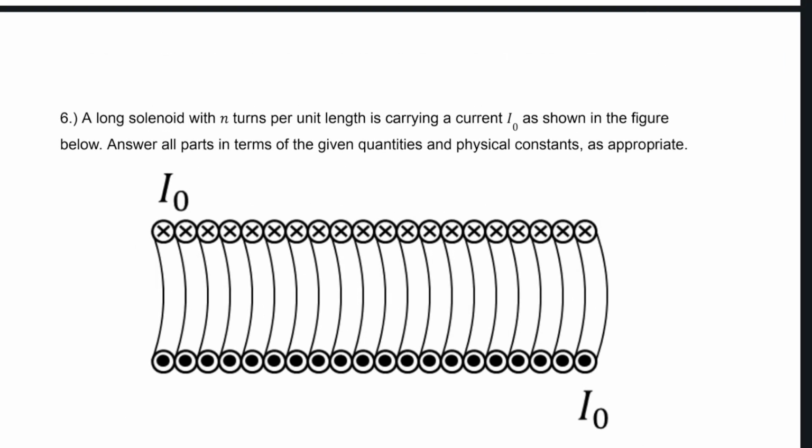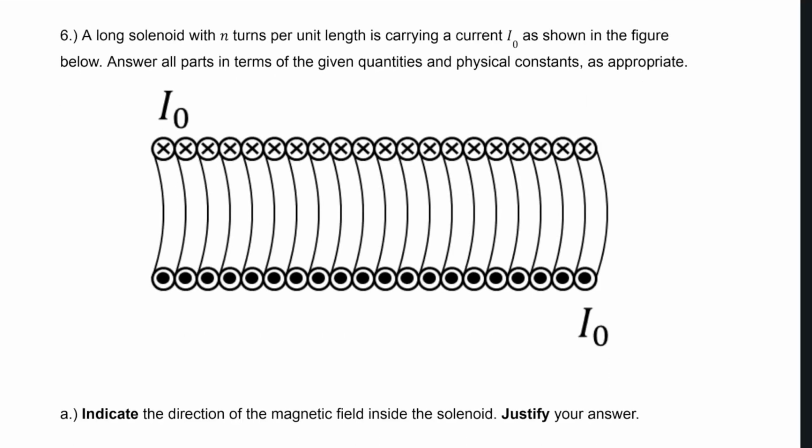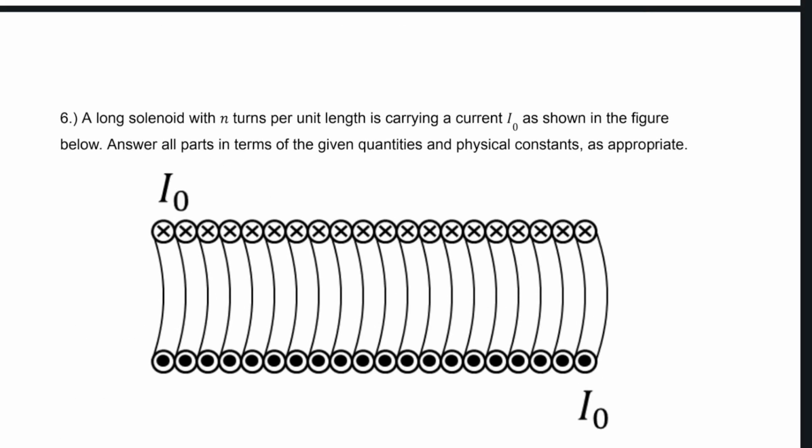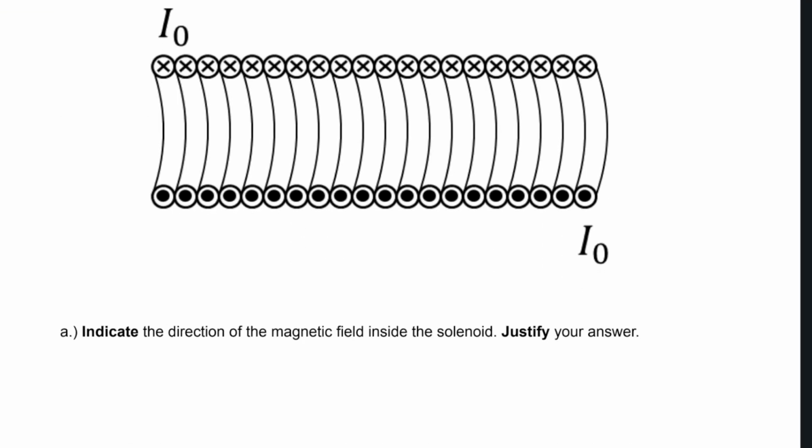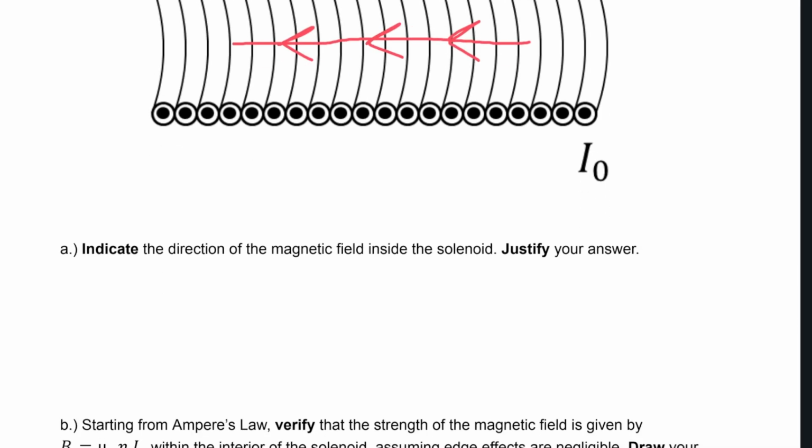A solenoid with n turns per unit length is given a current I0 in each coil. First, we're going to find the direction of the magnetic field inside the solenoid. I'm going to take my right hand and point my fingers into the page where those X's are. If I curl those fingers to come out of the page where the circles are, my thumb points left. So there's a constant field to the left inside the solenoid, as we've learned before. So this would be left.